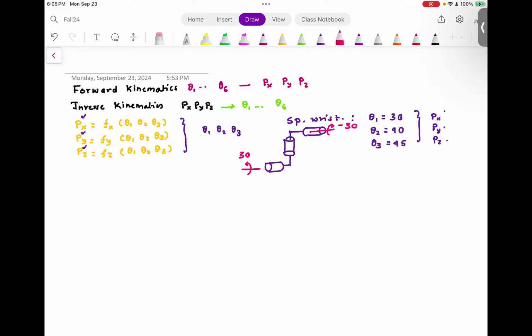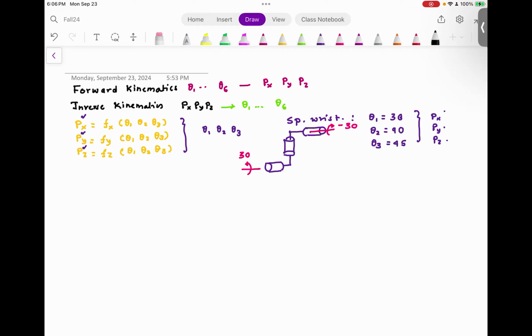And I would encourage you to try this. Look at the code for the spherical wrist. Apply theta 1 equal to 30 degrees, theta 2 is 90 degrees, theta 3 is 45 degrees. Any angles are fine as long as the middle angle, or the angle in between two joints, is 90 degrees. Find Px, Py, Pz and try to find out the inverse kinematic solution. The solver will not work. That is because of the gimbal lock.